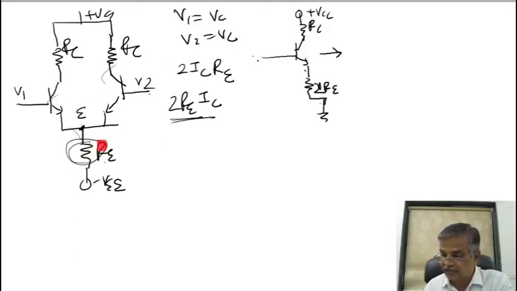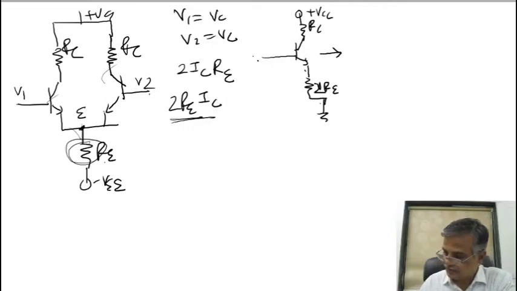So the voltage across this, 2IC into RE, if this is replaced by 2RE, then you can draw the circuit like this. Now for the hybrid equivalent, the pi model for this circuit is shown in the figure.